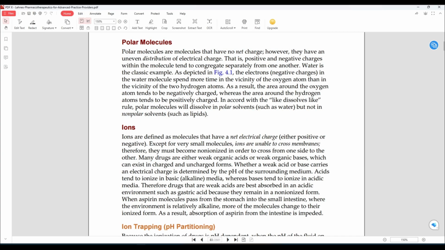Polar molecules. Polar molecules are molecules that have no net charge. However, they have an uneven distribution of electrical charge. That is, positive and negative charges within a molecule tend to congregate separately from one another. Water is a classic example, as depicted in Figure 4.1.